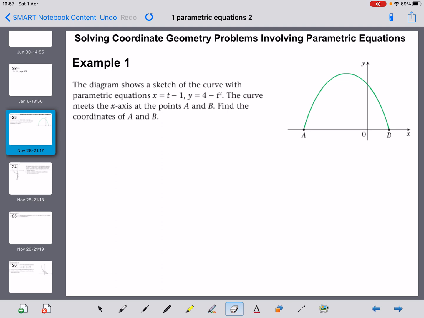We're going to look at 4 questions in this video. The first 3 are relatively straightforward. The fourth one is a bit more complex.